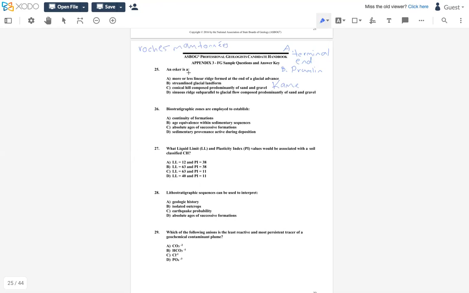Again, all of these are not eskers, so D better be an esker. A sinuous ridge subparallel to glacial flow composed predominantly of sand and gravel. I know that an esker, in my own words, is a long, narrow, sinuous, winding ridge that's formed by deposition from a stream that flows either within or at the base of the ice. And that definition most closely fits D.